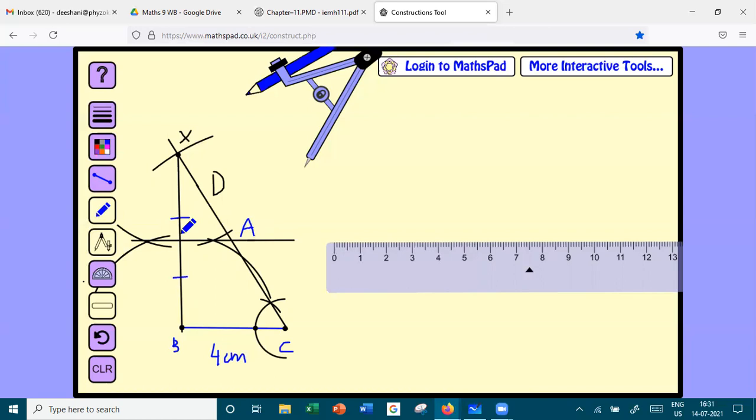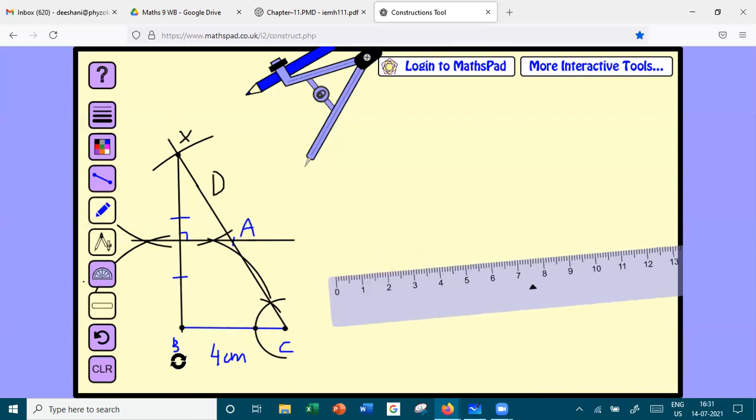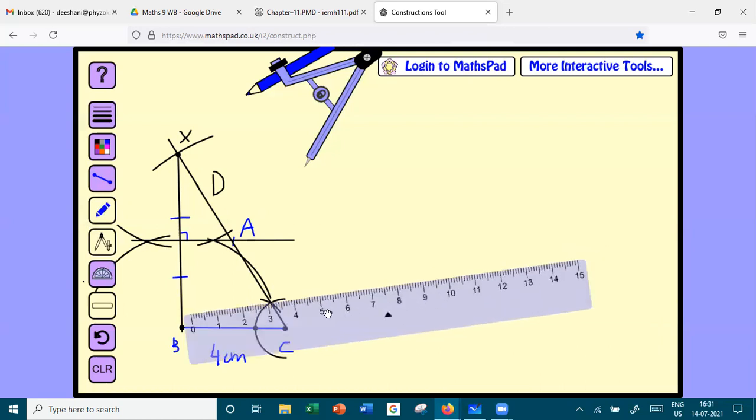Very good. This is 90-degree. This is for our reference. This point where the perpendicular bisector cuts line CX would be the point A. And now you can take your scale and confidently join A and B.